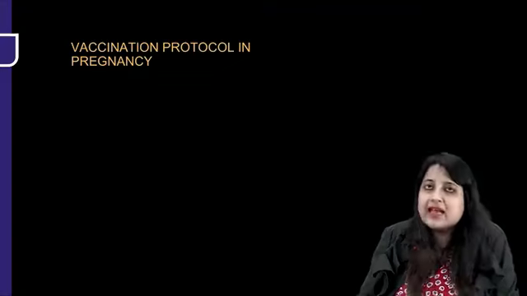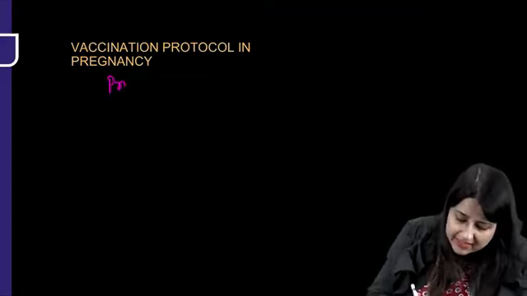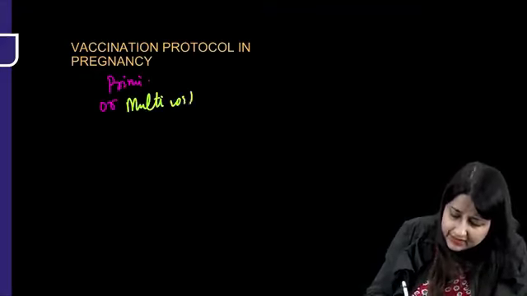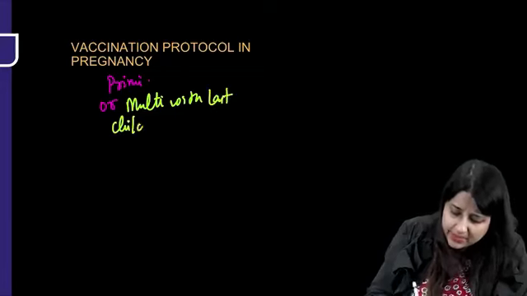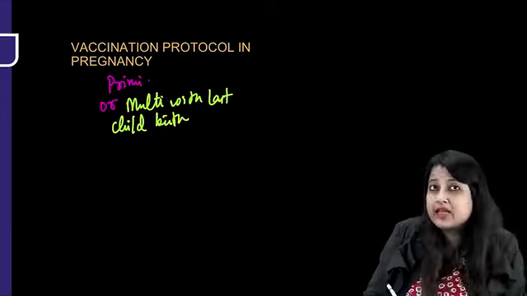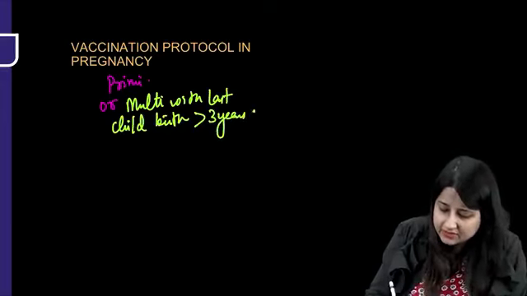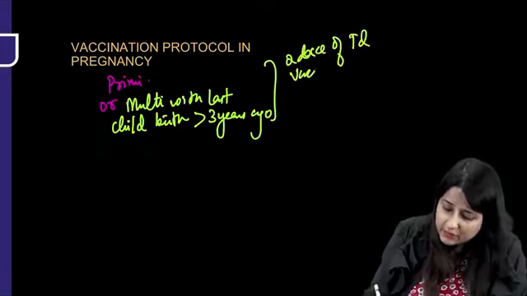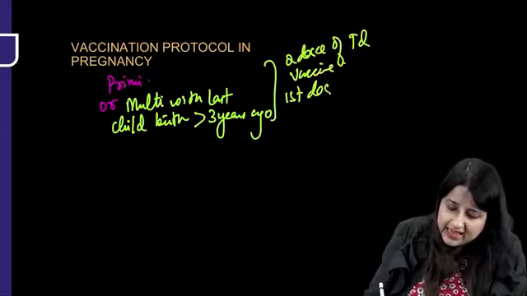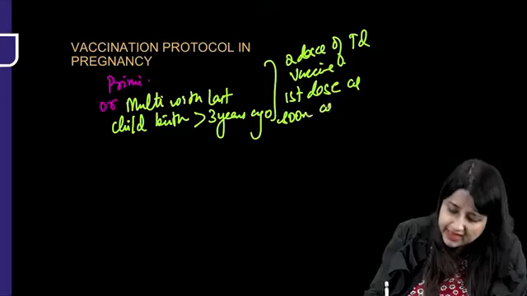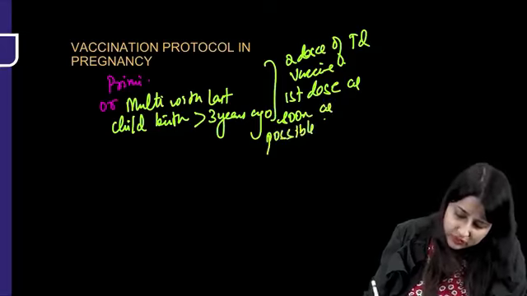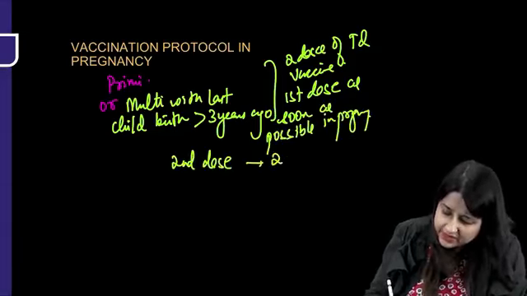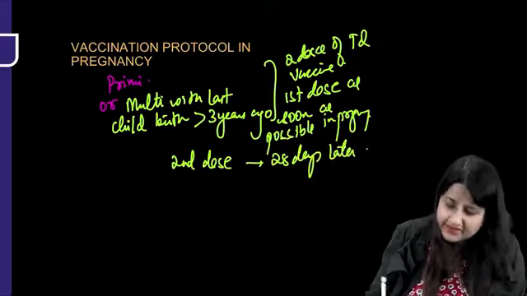All right. What is the vaccination protocol in pregnancy? We all know that if a woman is a primary, or she is a multi with last childbirth more than 3 years ago, in that case she has to get 2 doses of TD vaccine. The first dose is given as soon as possible in pregnancy, and the second dose is given 28 days later.